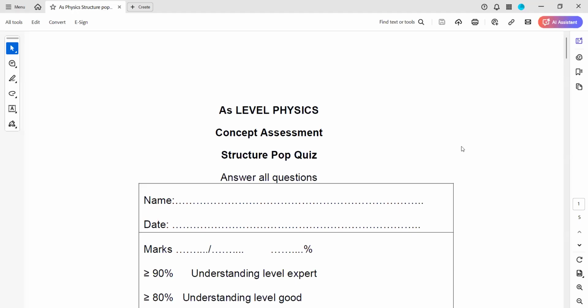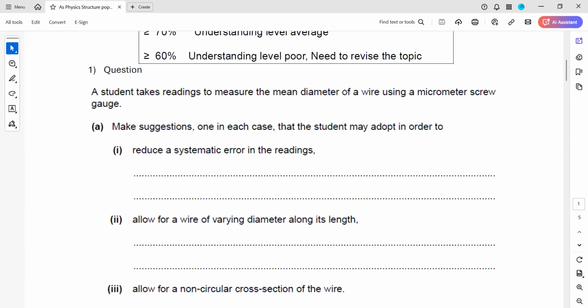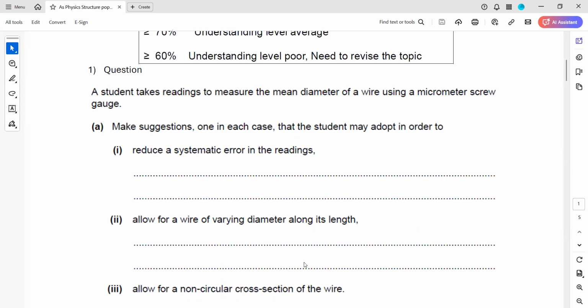So this was Structure Pop Quiz 18. You can mention the doubts if you have any. Is anyone having a doubt in question one, part A1, 2, or 3? Any doubt in question one, part A1, 2, 3? Okay.